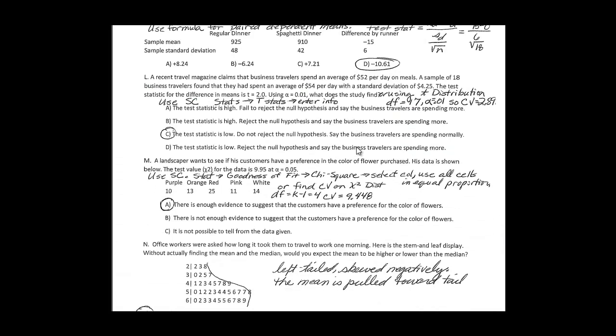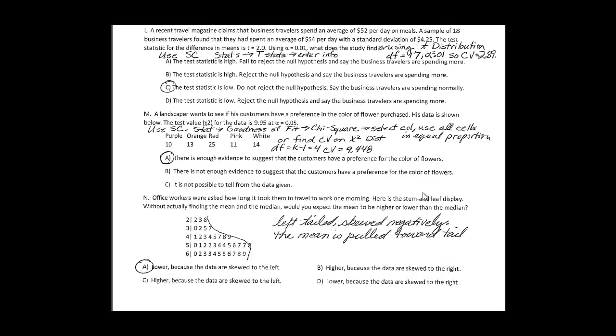Okay, and the next one: a recent travel magazine claims that business travelers spend an average of $52 per day on meals. A sample of 18 business travelers found that they had spent an average of $54 per day with a standard deviation of $4.25. The test statistic for the difference in means is a t. They've calculated the test statistic as being t equal to 2. So we want to use an alpha of 0.01. What does the study find?